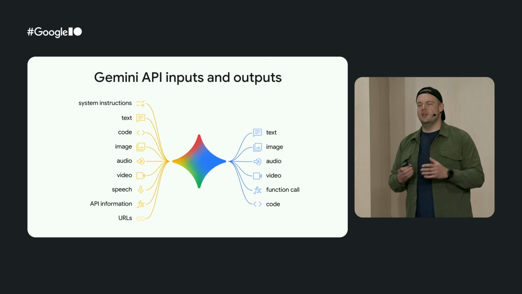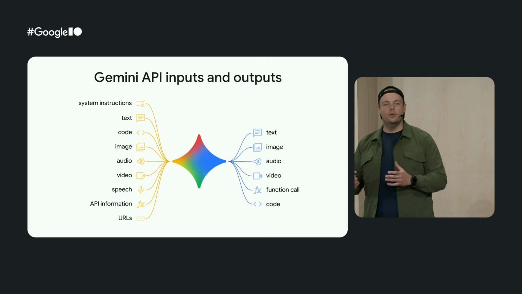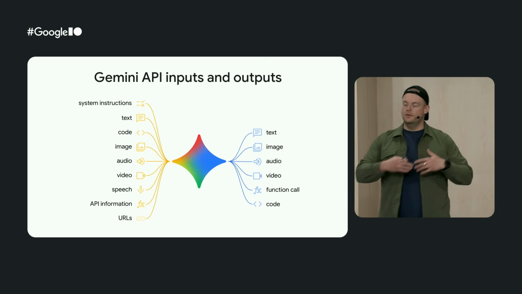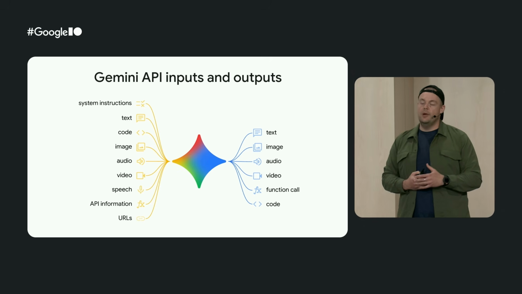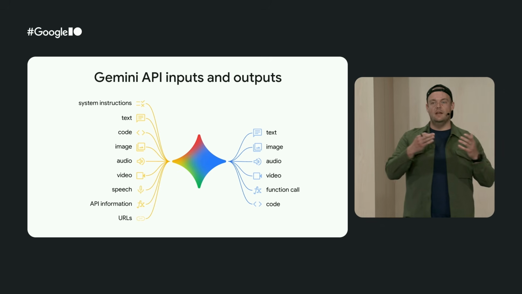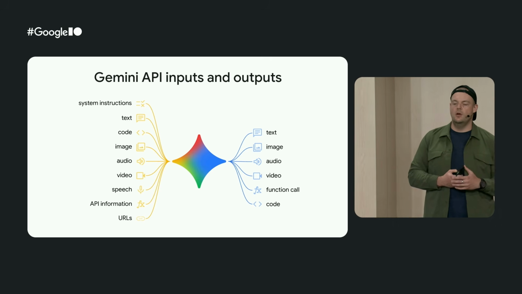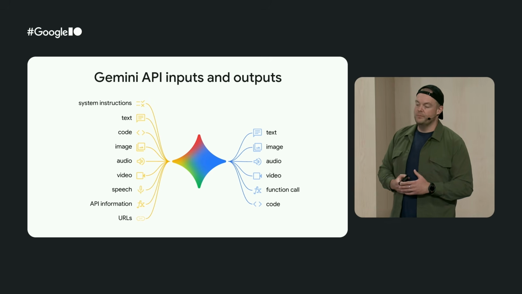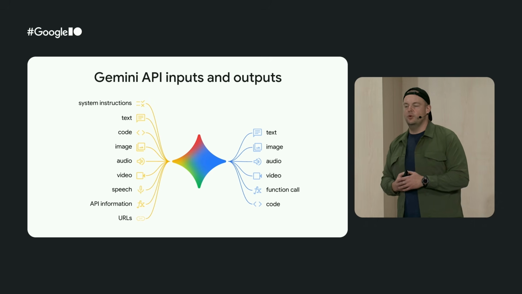Now, the power of Gemini really lies in its multimodality. That's both on the input side: Gemini is really good at understanding system instructions, text, code as well, but also images and audio and video. Gemini is really good at understanding all these different modalities and reasoning over them, which is really cool. And on the output side, we can also generate a lot of different modalities.